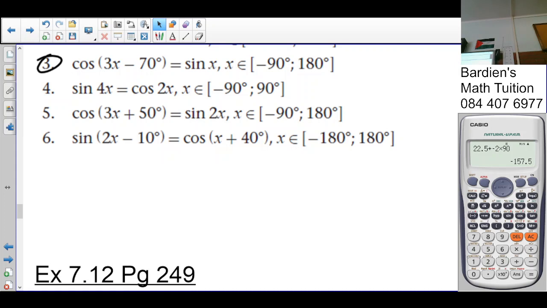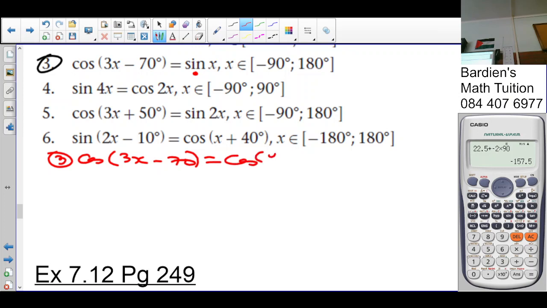So let's do the first steps. So what do we do first? We're going to change sine to what? Cos. So it becomes cos of 90 minus x. So what do I do now? We can drop the cosines. So what do we have? Reference: 3x minus 70 is equal to 90 minus x.